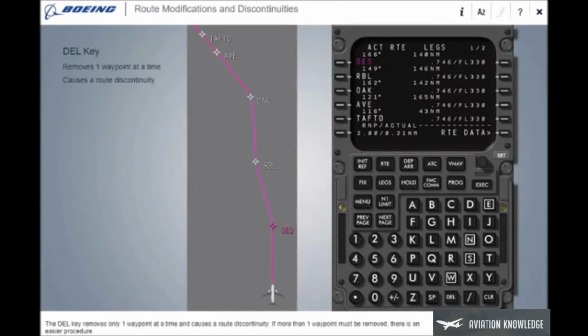The delete key removes only one waypoint at a time and causes a route discontinuity. If more than one waypoint must be removed, there is an easier procedure. To obey this clearance, you could delete Red Bluff and Oakland using the delete key. A better way is to bypass these waypoints by moving Avenal up in the waypoint sequence. Move Avenal up the list and put it after Rogue Valley.